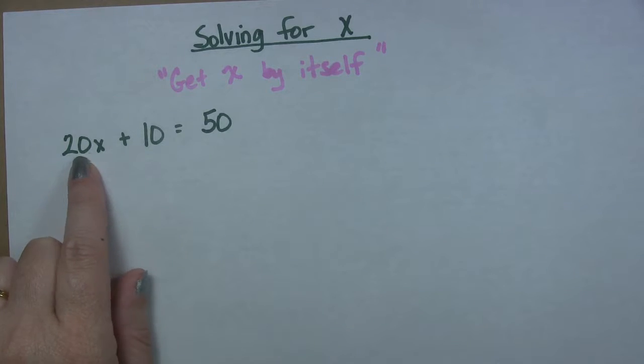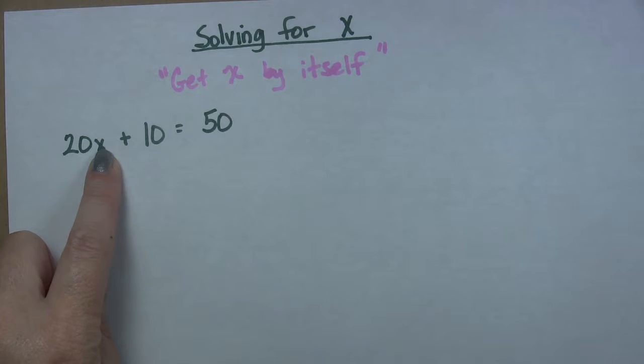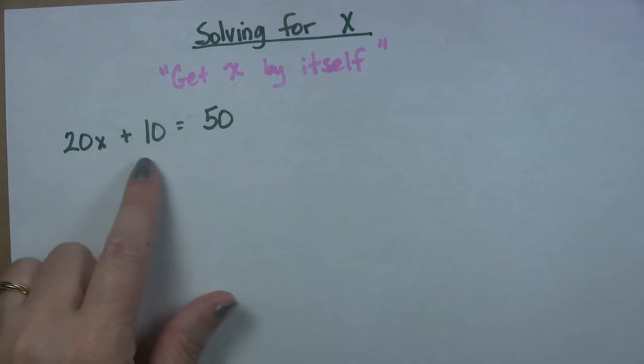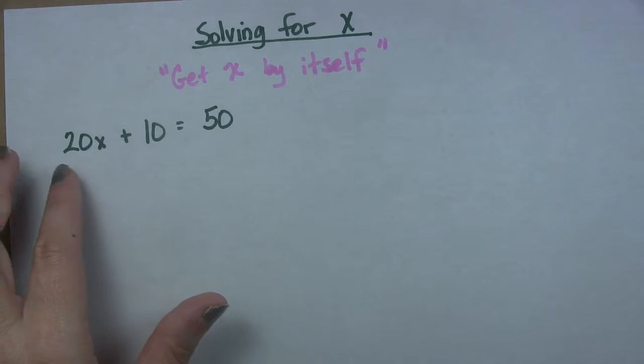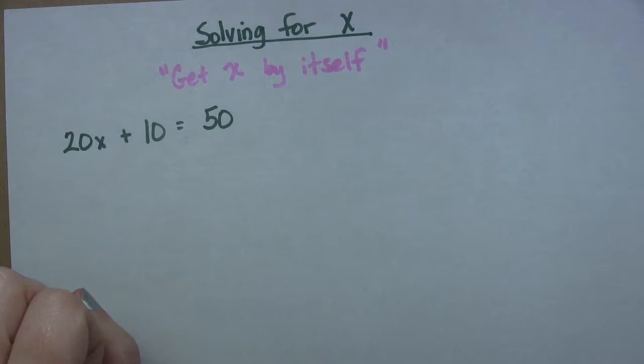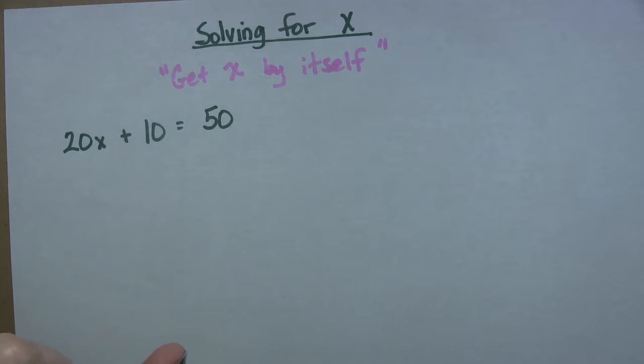Is it 20 times 1 plus 10 equals 50? 20 times negative 6 plus 10 equals 50? 20 times 1/2 plus 10 equals 50? I don't know. Now, maybe you can do this math in your head, but we're going to pretend like you can't so that we can learn how to systematically go about solving for x.